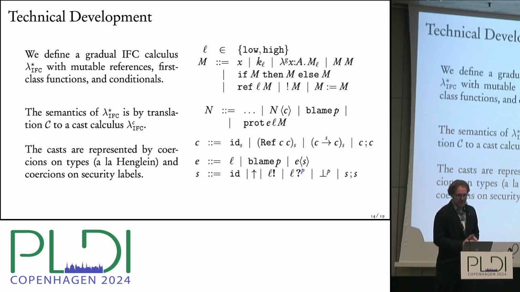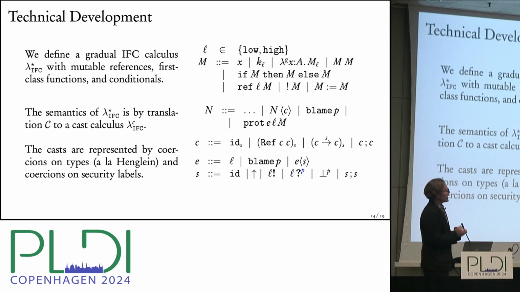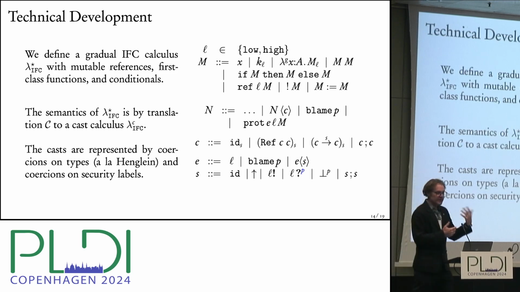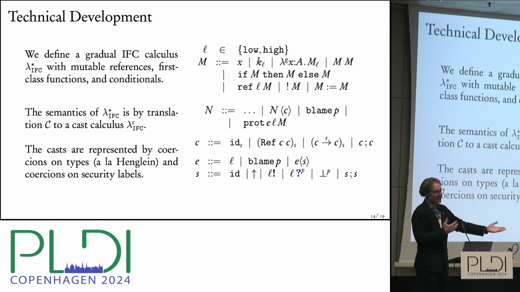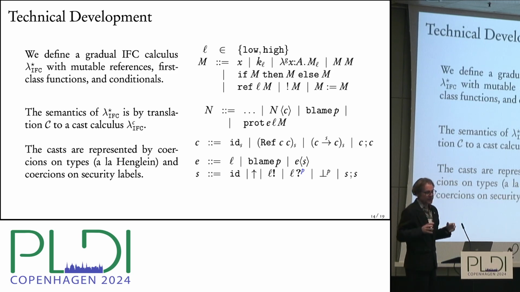Okay. So of course, we had to verify that that was the case. So we designed a calculus very close to the GSLRef calculus. It's got mutable references, first-class functions, and conditionals. The semantics is how we normally do semantics for gradually typed languages, which is you do a compilation to a cast calculus that has explicit casts in it. And in an IFC language, you also have all kinds of stuff in your IR for the mechanisms of doing the dynamic checking for like implicit flow and things like that.